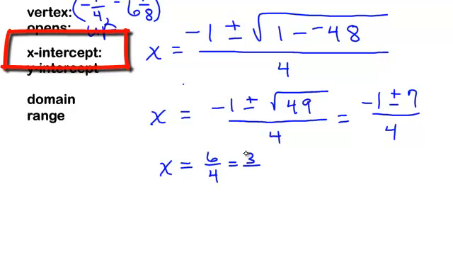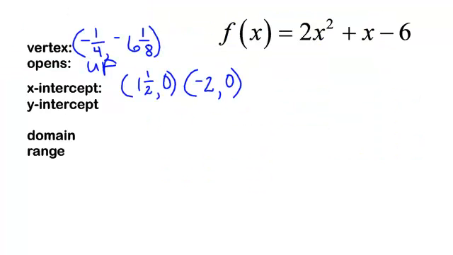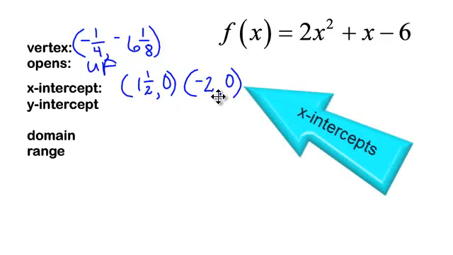So that is one of my x-intercepts. The other x-intercept will be negative 1 minus 7, which is negative 8 over 4, which will be negative 2. So our x-intercepts are 1.5 and negative 2. And remember, when we are looking for our x-intercepts, we have y equal to 0.